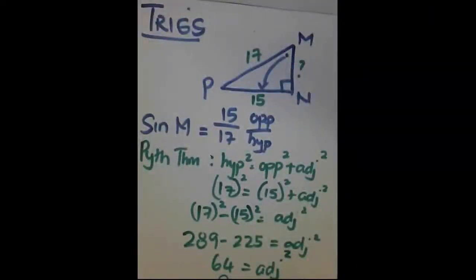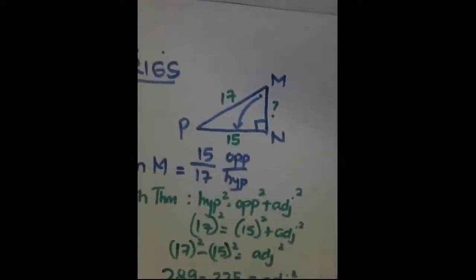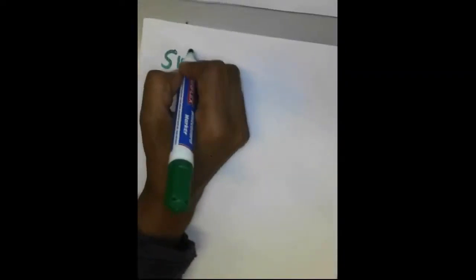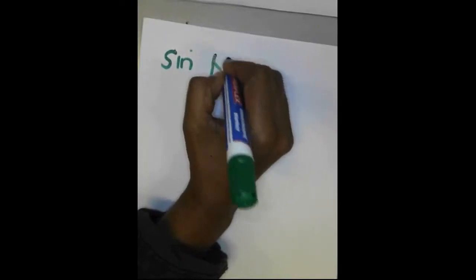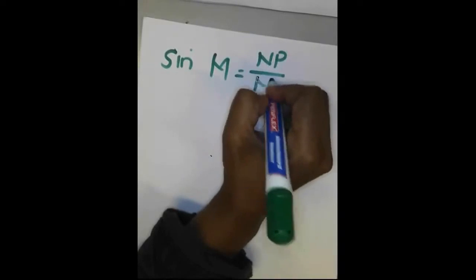Right. Then the next question they ask us, they say the length of NP if MP is 51. So MP is now going to be 51. This side is going to be 51, and we need to find NP. So I look at the following. If I look at sine of M, it's going to give me NP over MP.